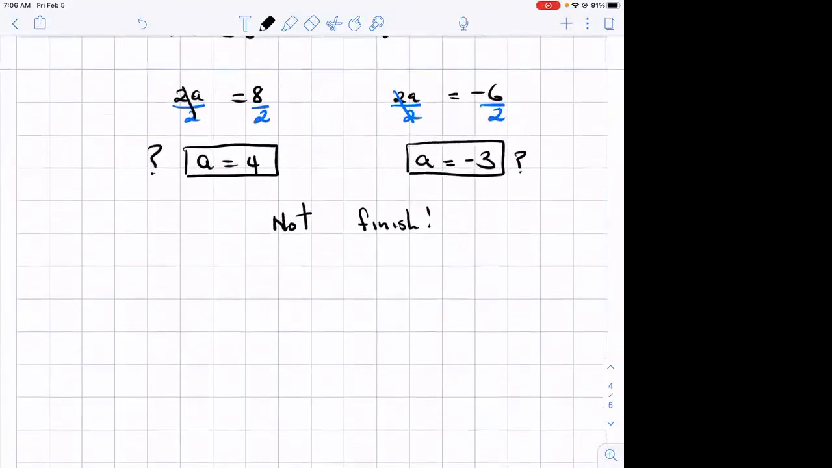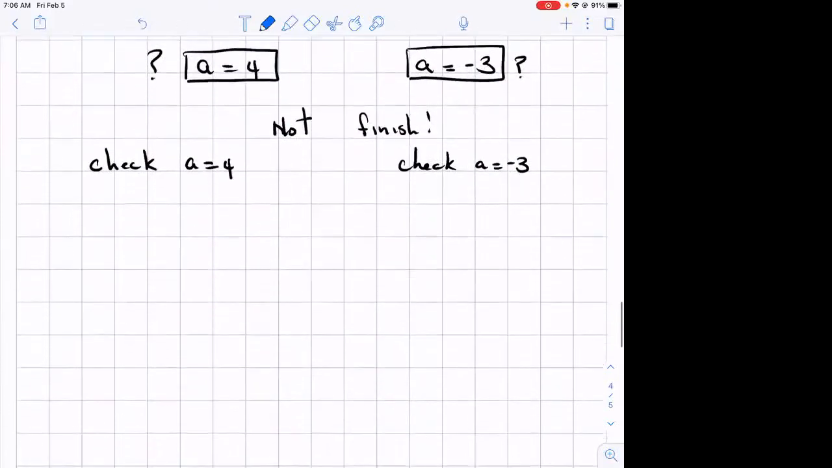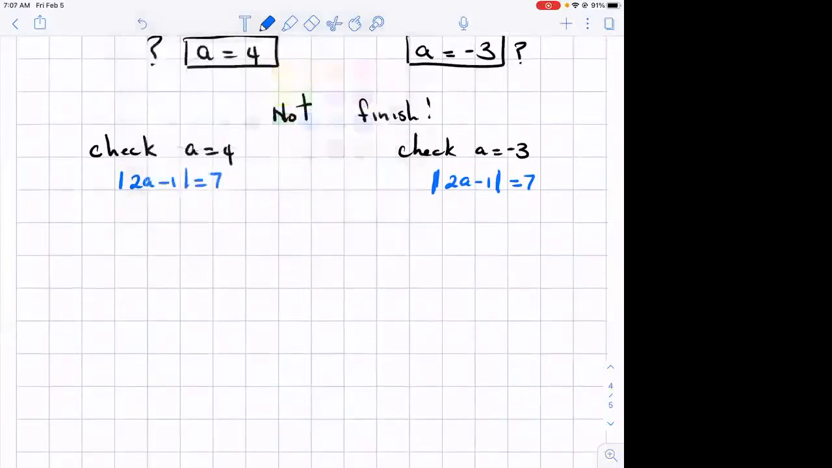Anytime you have an absolute value, you must check your answer. So we have to check if a is equal to 4, and we also have to check if a is equal to -3. So we go back to our given equation. The equation we had was the absolute value of 2a minus 1 is equal to 7. We have to perform the check twice because sometimes the answers are not possible. So let's check this. We have the absolute value of 2, and remember a is 4, minus 1. Absolute value of that is equal to 7.